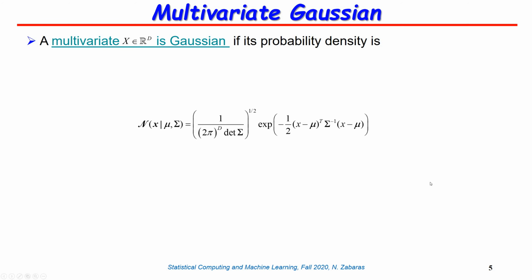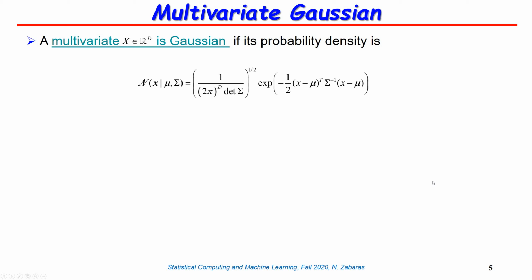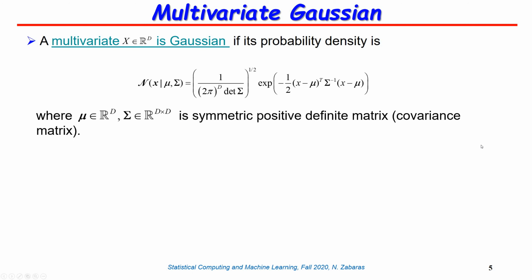Okay, so let me remind you the form of the multivariate Gaussian. So we start at least with the basics. Here is the equation, sigma, the covariance matrix, the determinant of sigma. This is a multivariate Gaussian in d dimensions. And I remind you that sigma is a symmetric positive definite covariance matrix.